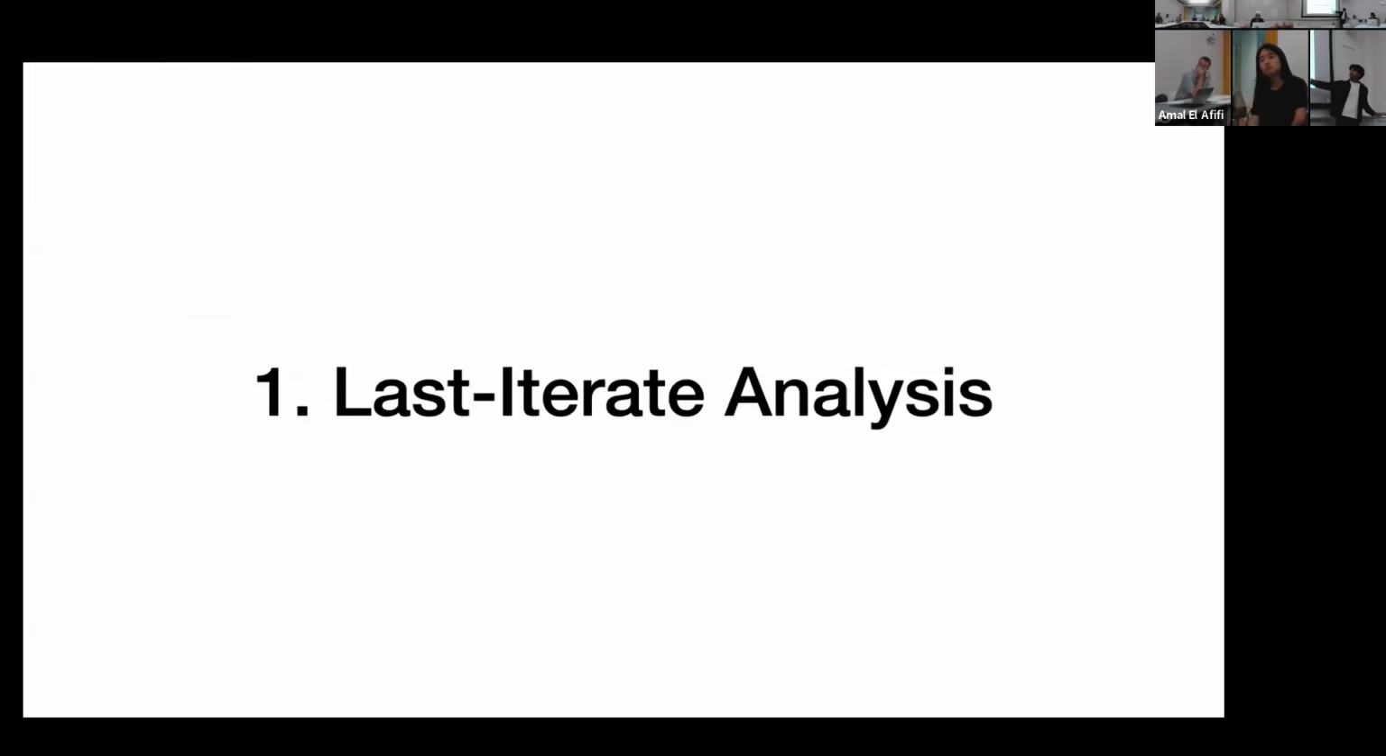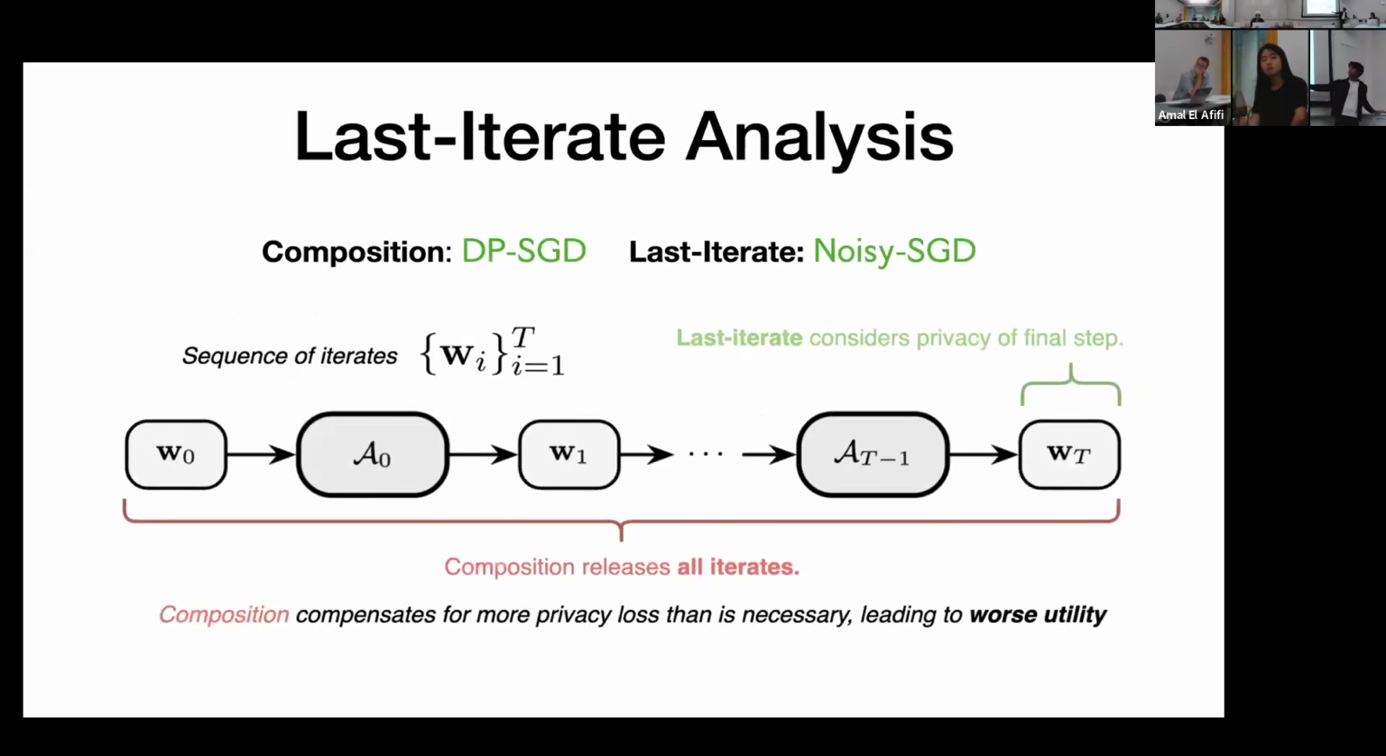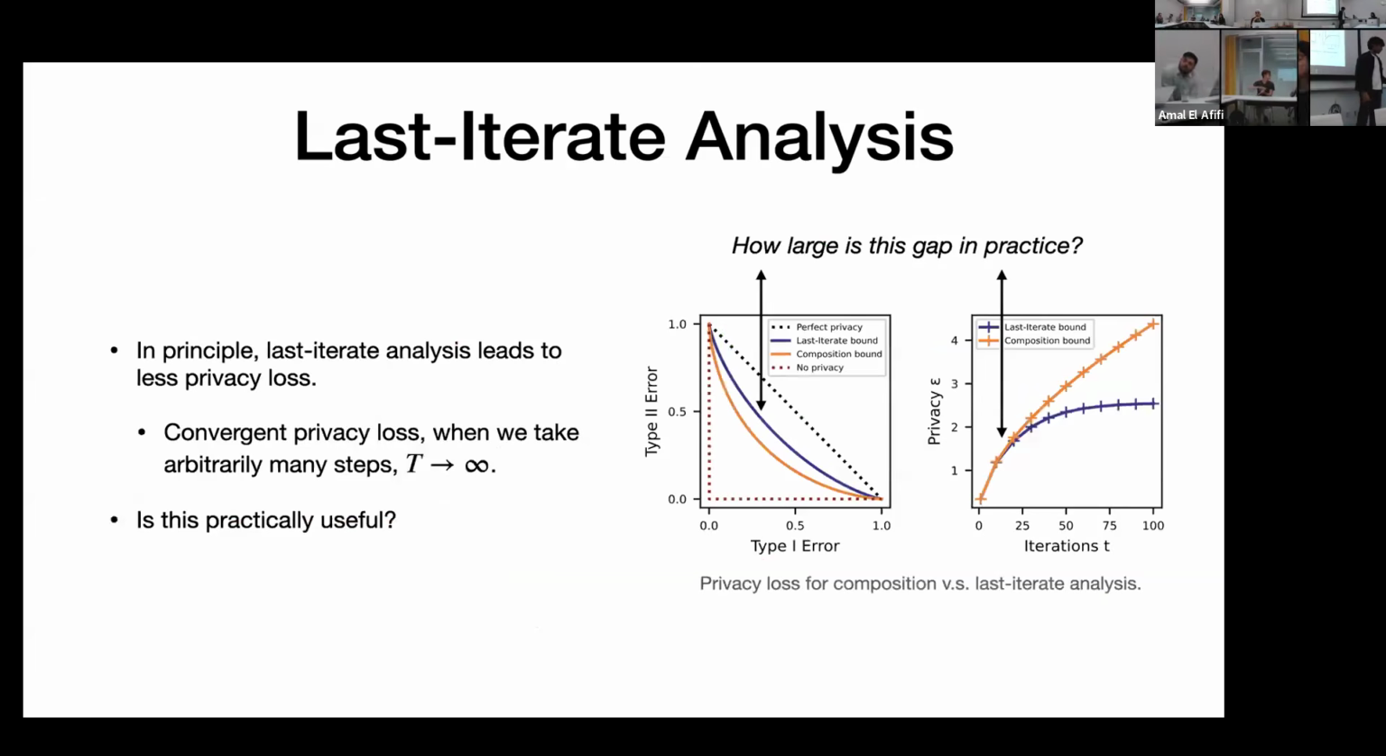So to talk more about this first point and this last iterate analysis, I want to remark a little bit more carefully about what composition is. Composition via DP-SGD basically takes this perspective that we've released each of these iterates, whereas this last iterate analysis, through a much more careful analysis of each of these intermediate maps, which are something like gradient steps, is only going to consider and compute the privacy loss of the final step. Intuitively, what this says is that composition is going to account for more privacy loss than is actually necessary in the estimation process, because typically we only actually care about this final iterate. So in principle, this last iterate idea is going to lead to less privacy loss.